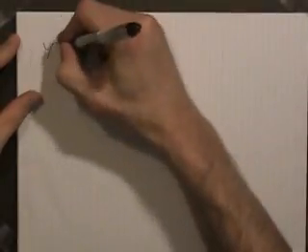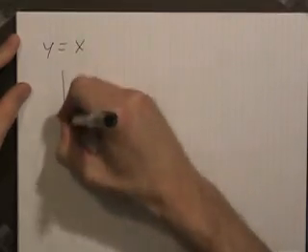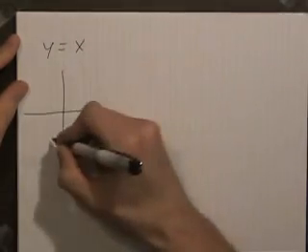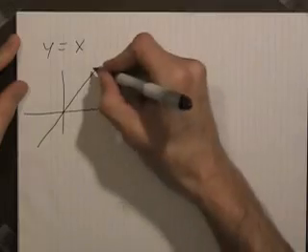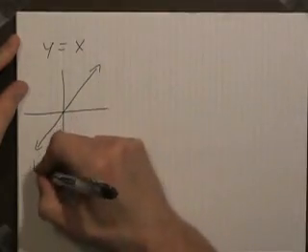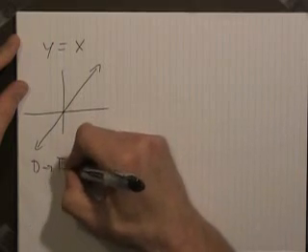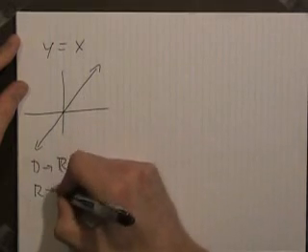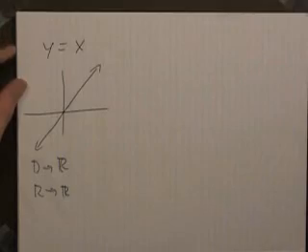The first thing I want to do is talk about some basic functions and their domains and ranges. So the easiest function I can think of is y equals x. And everybody knows what that looks like. That's just a line going up like that, both directions. The domain is all real numbers, and the range is, of course, all real numbers as well.